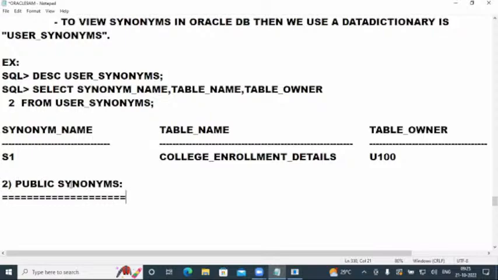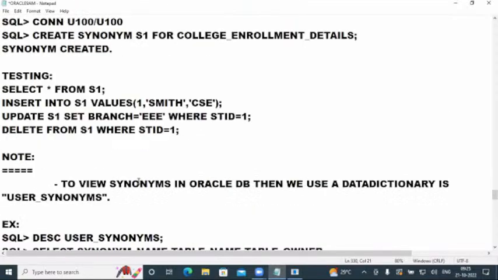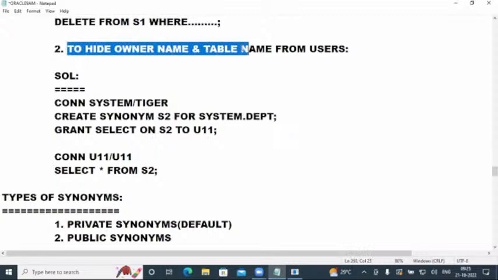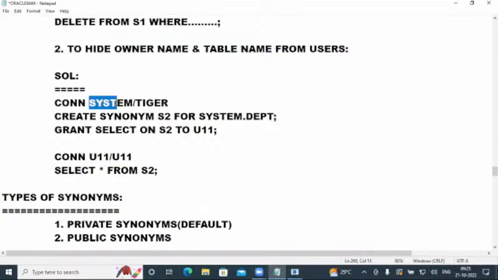Why will the admin create public synonyms? In the second case, we said hiding of your owner name as well as the table name. Whenever the system user wants to give some permissions on a particular table to particular users, previously he was directly giving permissions on the table to the user. Then whenever the user accesses the table, he uses owner name dot table name. So the original table name and owner of the table, users can easily know.